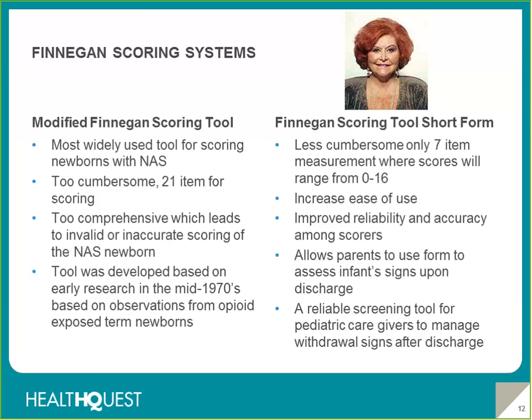The short form, though, is the latest one that has come out and which we've started to use in the nursery, and it is less cumbersome. There are only 7 items, and you can score the baby anywhere between a 0, which would be a sleeping baby during the time that they would be scored, up to 16. There's an increased ease of use with this tool. Research has shown that there's improved reliability and accuracy among these scores.